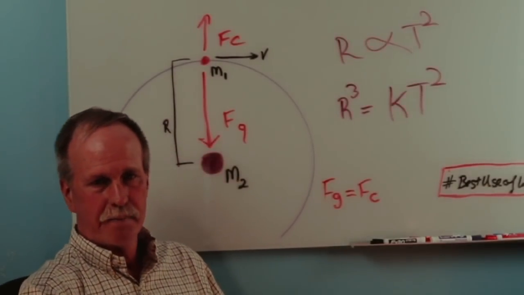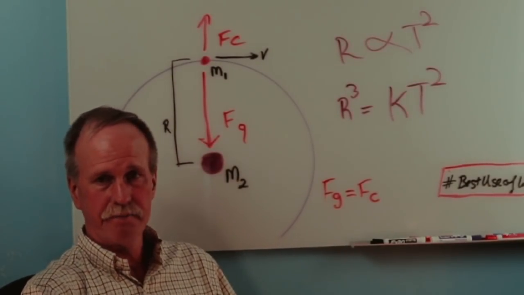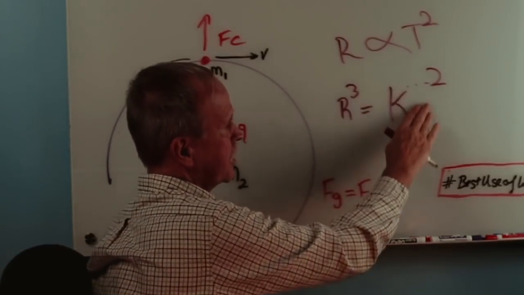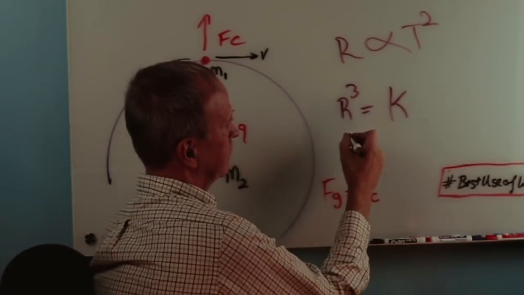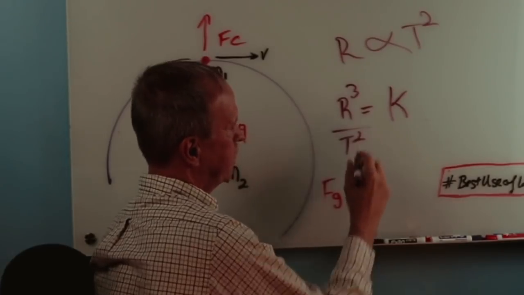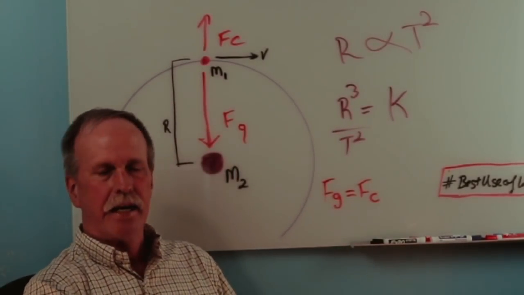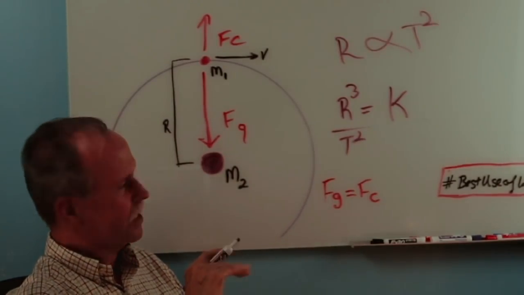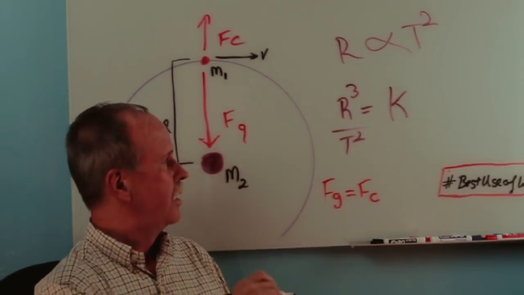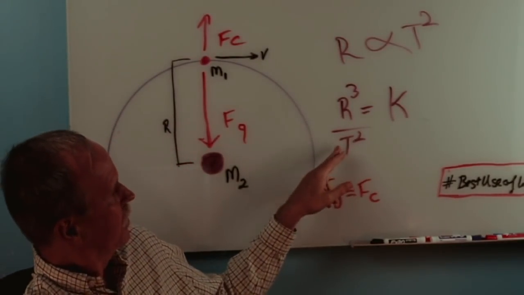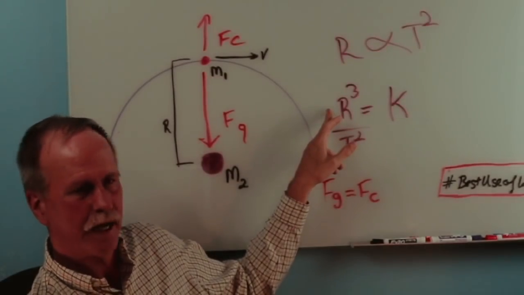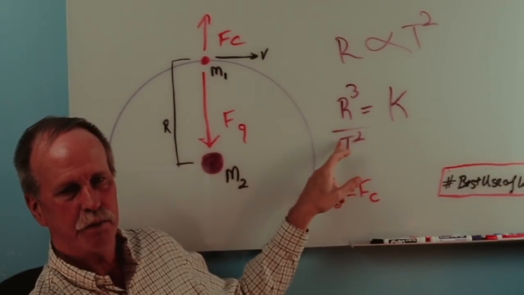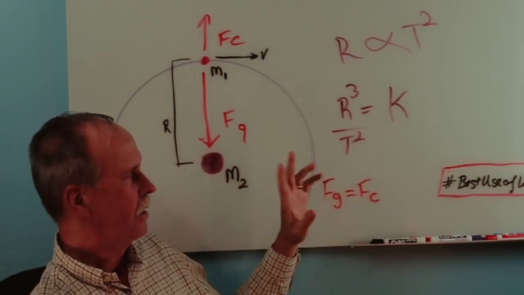Which would, of course, be Kepler's third law of planetary motion. Okay? But there's something else that we can do. Let's get rid of this t here and put it down there. That equals k, which is a constant. Now, what's kind of interesting about that? If we know the radius of an orbit around a body and the orbital period, that's a useful proportion that we can use. Let me show you why.